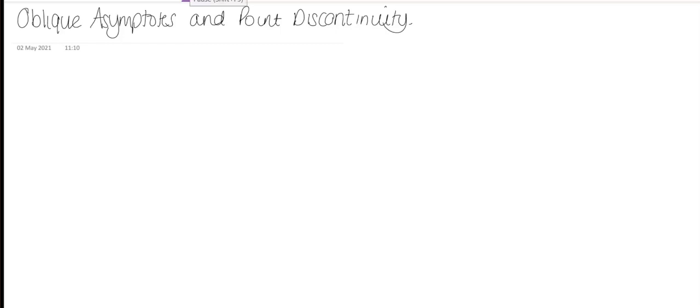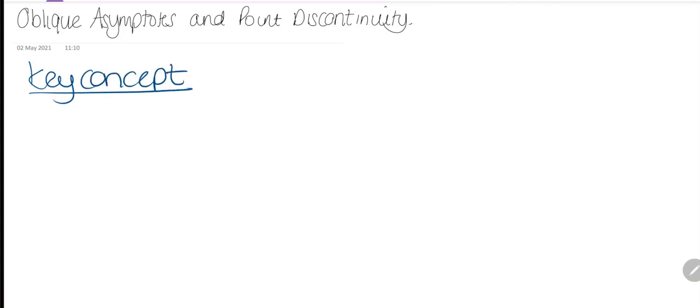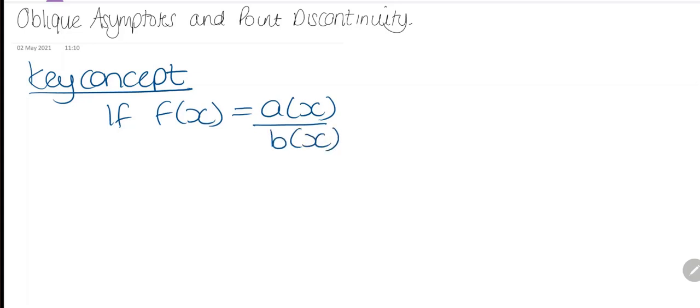So, oblique asymptotes and points of discontinuity. We're going to look at the key concept. If f of x is equal to a of x divided by b of x, where these are polynomials and they cannot be factored or cancelled, so there are no common factors for both of them, and b is not equal to 0. So let's have an example.